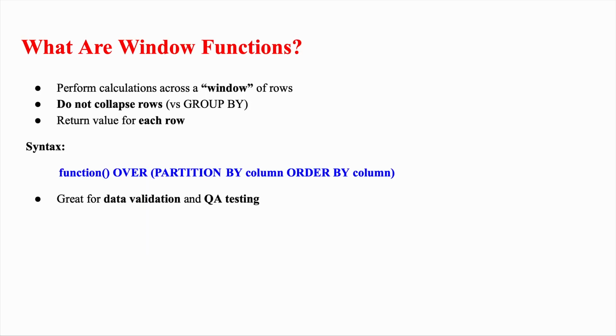First, what are window functions? A window function performs a calculation across a group of rows called a window. But unlike group by, window functions do not collapse rows. You will get one row per record but with extra information added like row number, rank, etc. The basic syntax is function over partition by column order by column. Very simple to use.